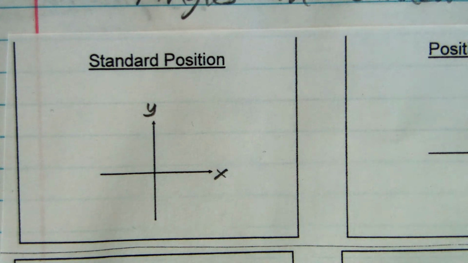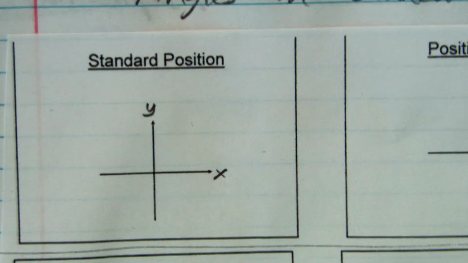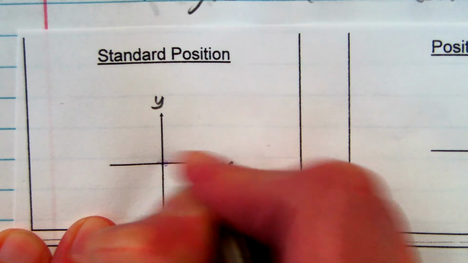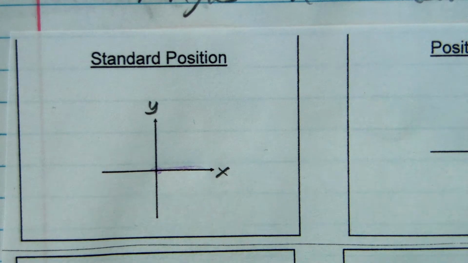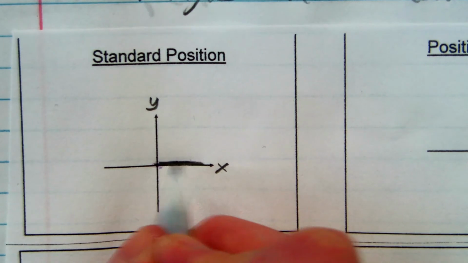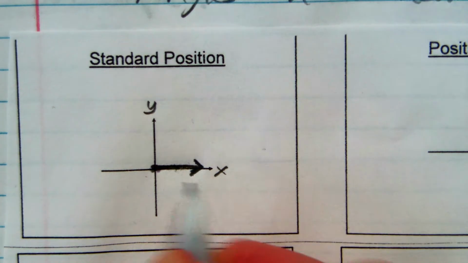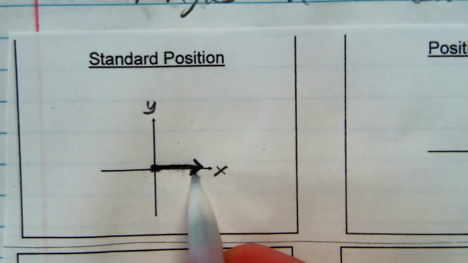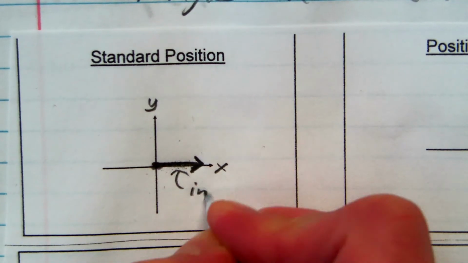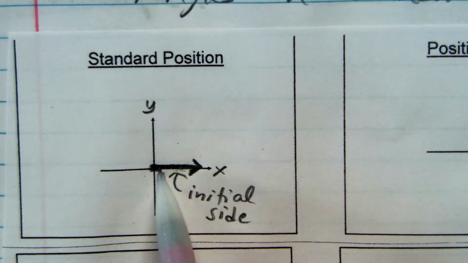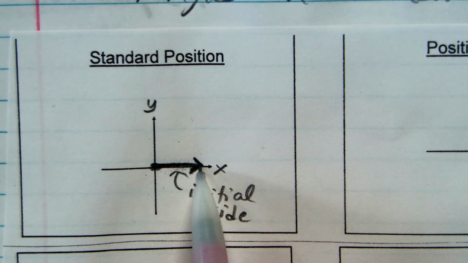I'm going to use some colors for this. I'm going to see if purple will show up. So if you're in standard position, your vertex is here. And that marker doesn't work. I'll just use my pencil. Your angle is going to have its vertex right there at the origin, and one side is always on the x-axis on the positive side. So this is what they call the initial side of your angle. This part is always in the same place.